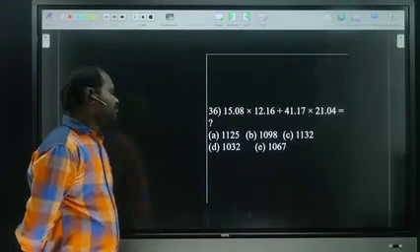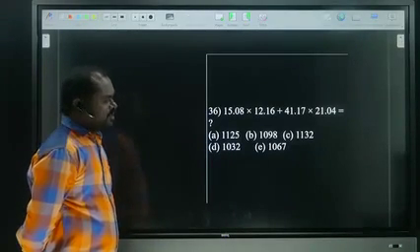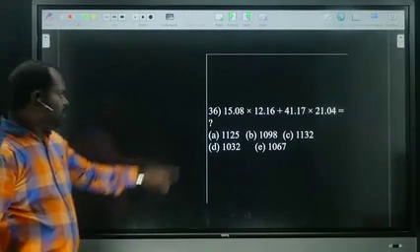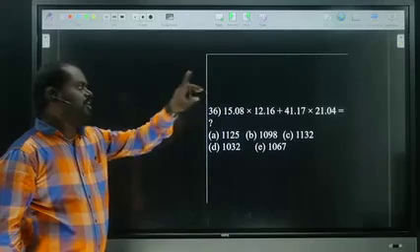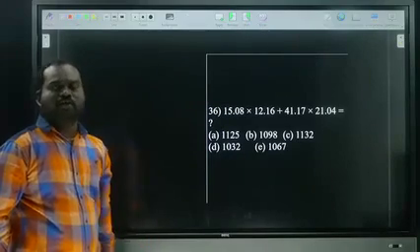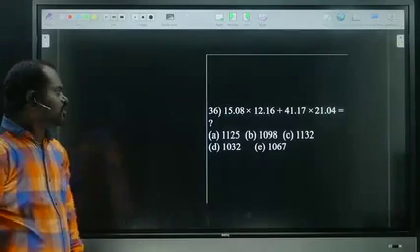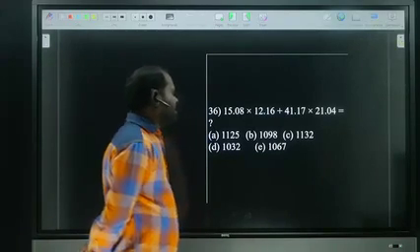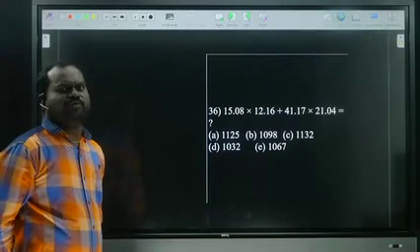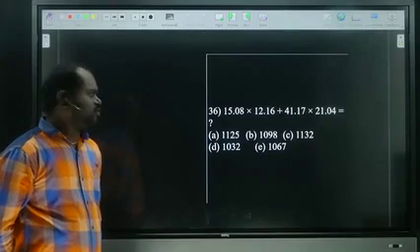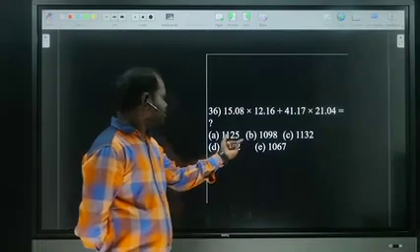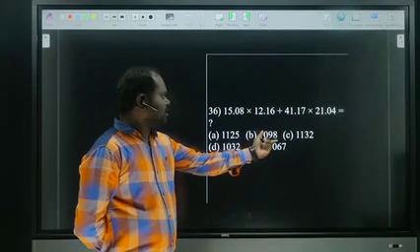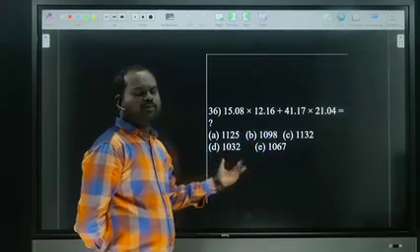15.08 into 12.16 plus 41.17 into 21.04. Multiplication symbols with a plus symbol in between. First see the options: 1125, 1098, 1132, 1032. The options are not close; there is a little bit of gap, a gap of about 27 here, and above 130 here. The options are very far from each other.